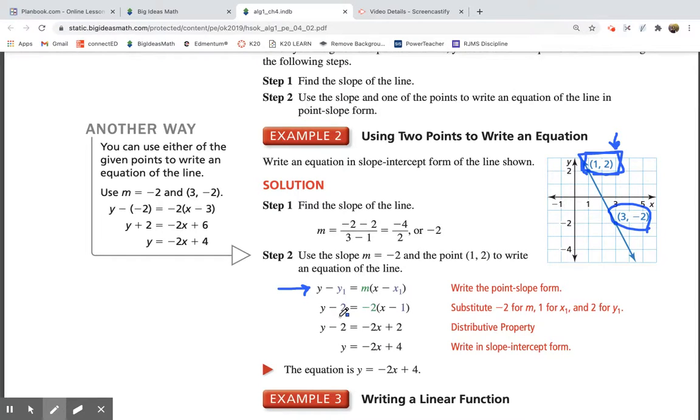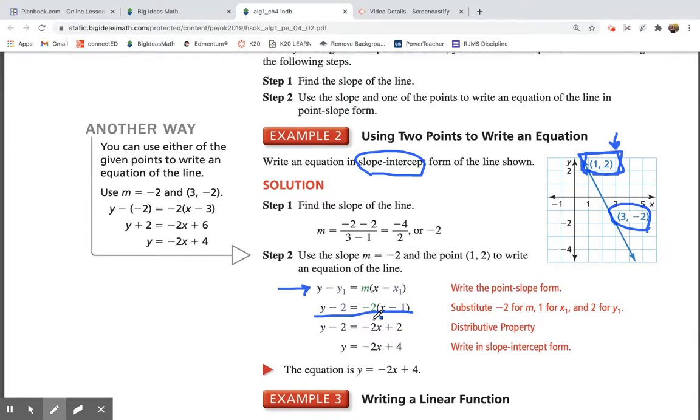So y minus y1 equals m, our slope is -2, times x minus x1. Now, from here, if they had said put it in point-slope form, this would be my answer. But it said slope-intercept form. So all we do from here is we simplify and solve for y on this equation, because slope-intercept form is y equals mx plus b.